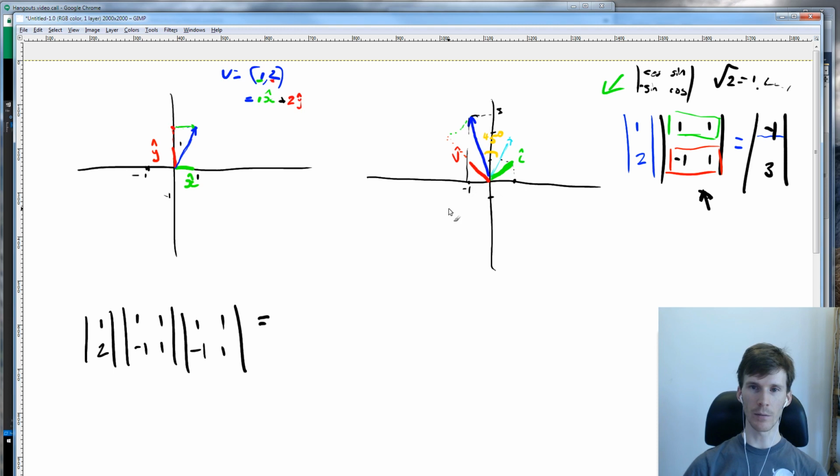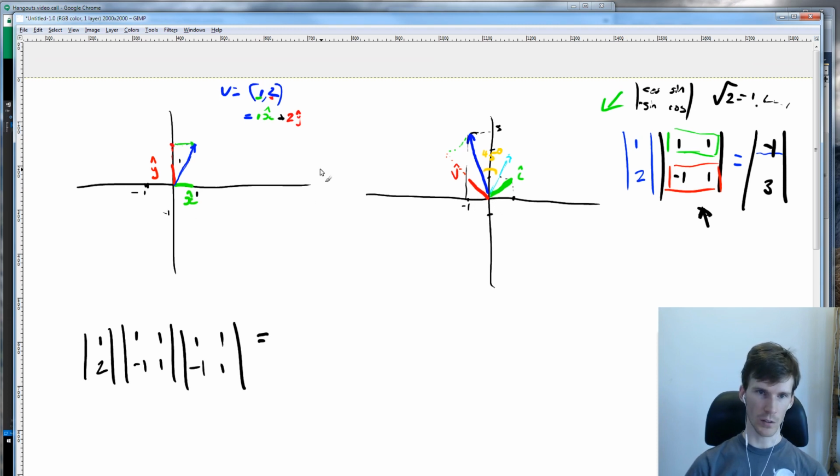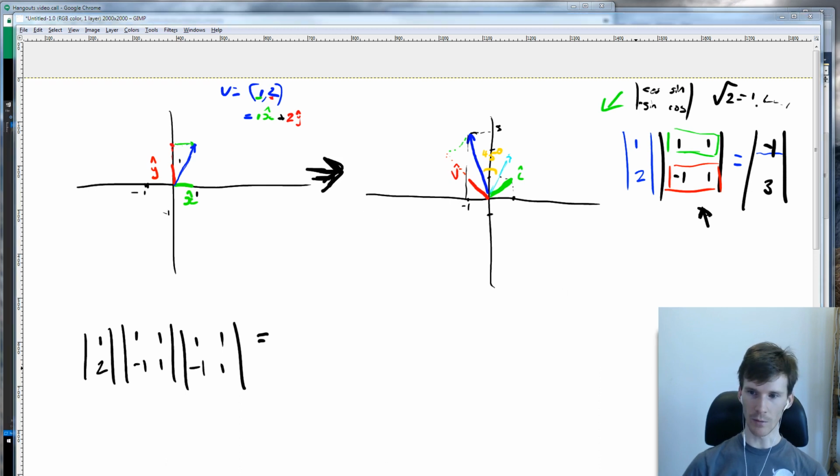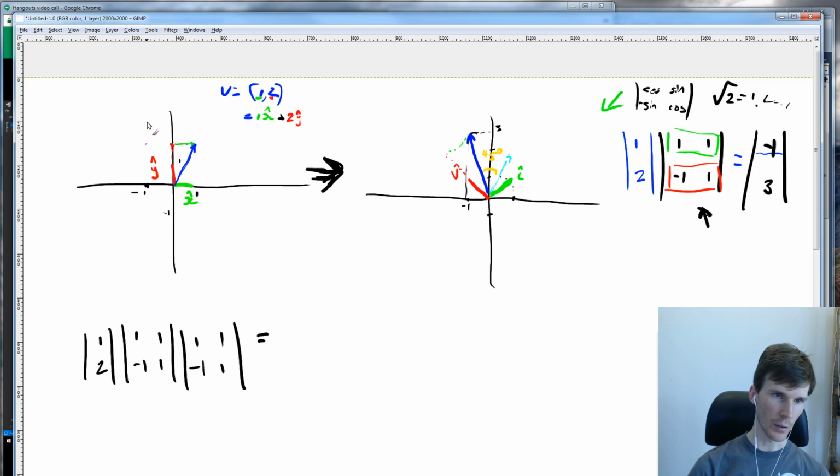And so what we're doing is the same operation again. We've done it once to go from 1, 2 to neg 1, 3. So let's use pink for this. We have this vector here, and that's neg 1, 3. And now we want to apply this.